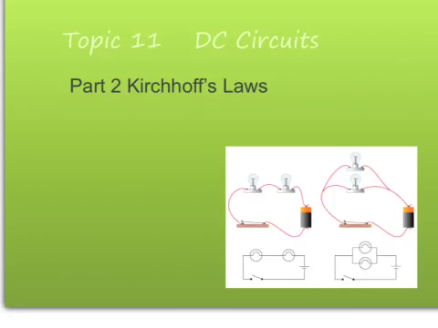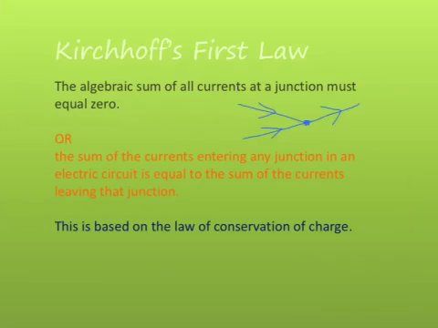Topic 11, DC circuits. Part 2, Kirchhoff's laws. There are two Kirchhoff's laws. Kirchhoff's first law, which is the easier of the two laws to understand, says the algebraic sum of all currents at a junction, like this one here, must equal 0.